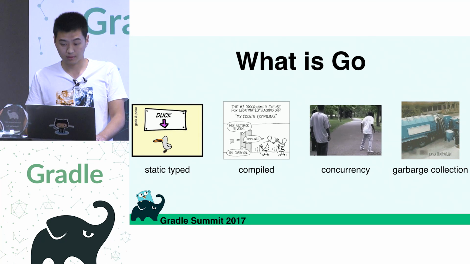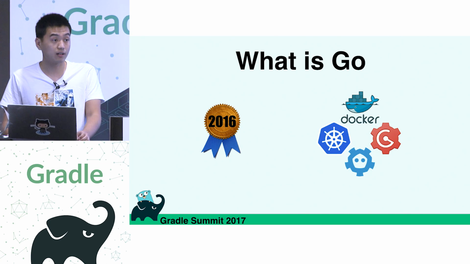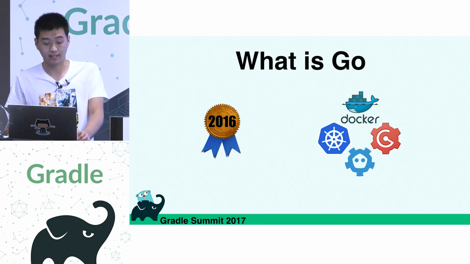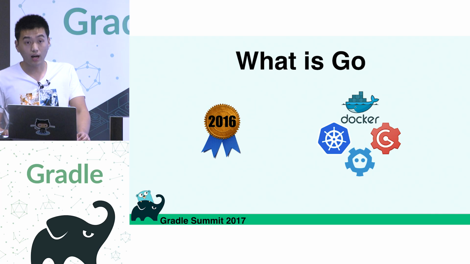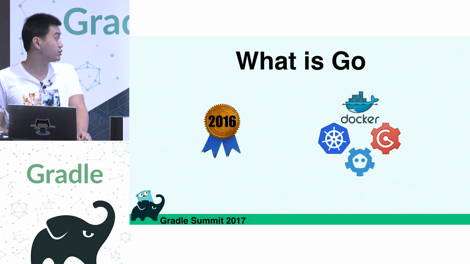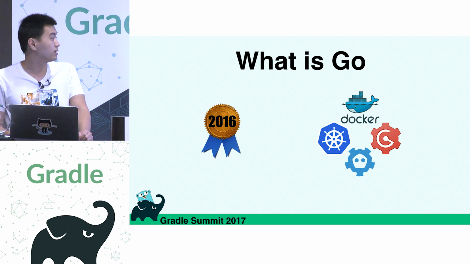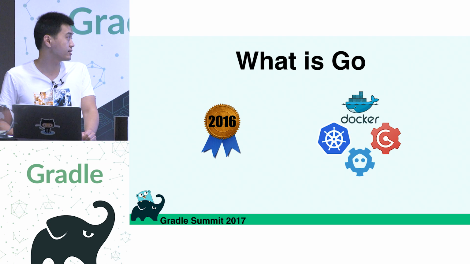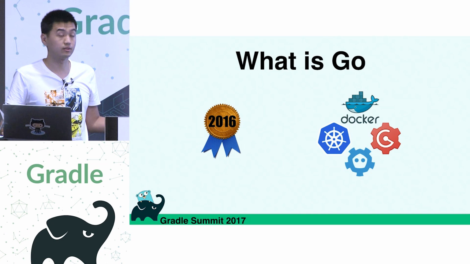And Go is a promising language. You must have heard of Docker, which is written completely in Go. And Go was the programming language of the year 2016. In addition to Docker, there are an increasing number of excellent applications in Go's ecosystem. We have Kubernetes, a container orchestration system, Gogs, a popular Git service server, and etcd, a reliable distributed key-value store.